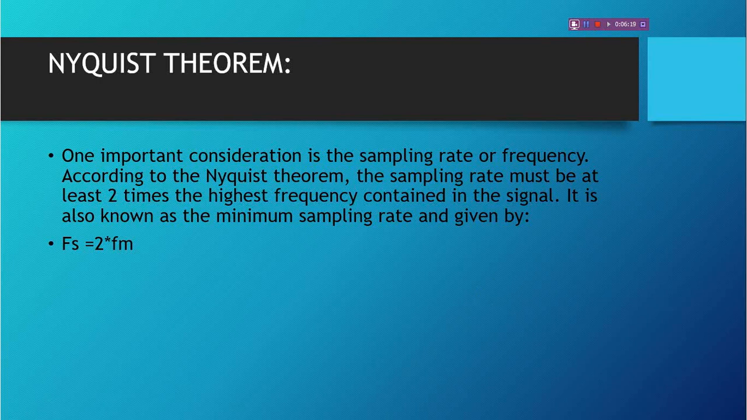And in sampling, we consider a theorem, that is the Nyquist theorem. An important consideration is the sampling rate or frequency. According to the Nyquist theorem, the sampling rate must be at least 2 times the highest frequency contained in the signal. Okay, means twice the highest frequency. It is also known as the minimum sampling rate and is given by Fs equal to 2 into Fm, means twice the highest frequency.